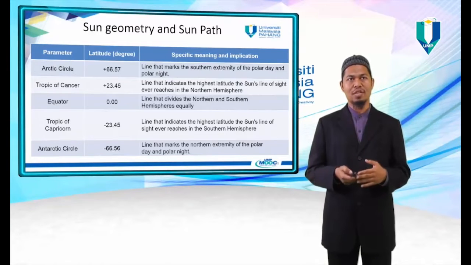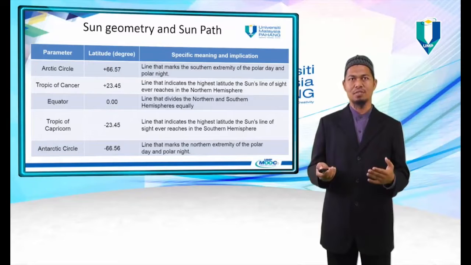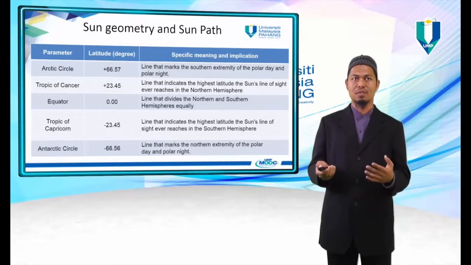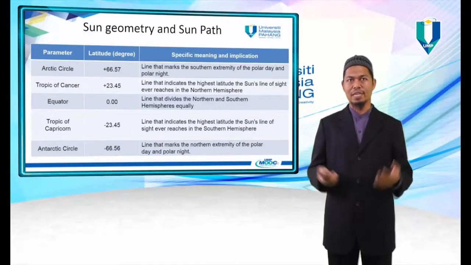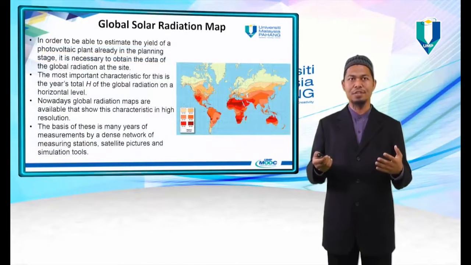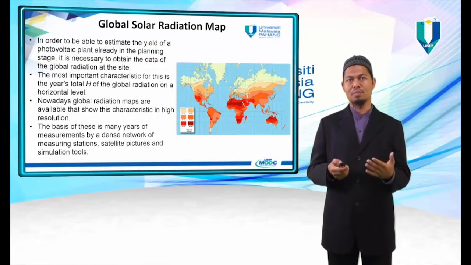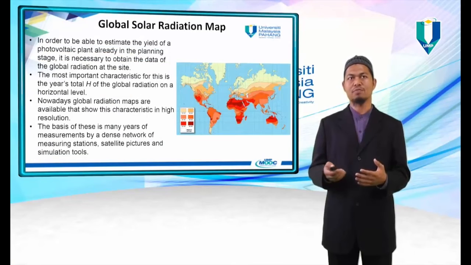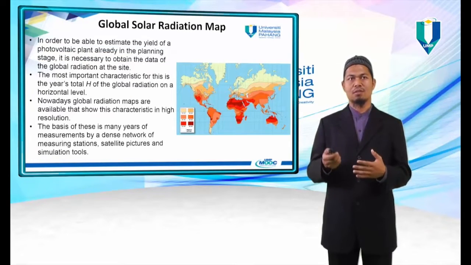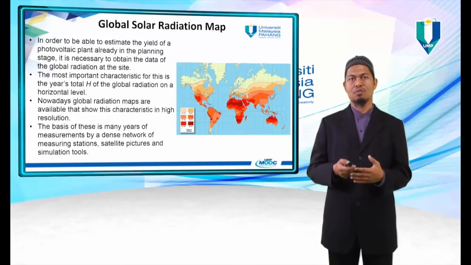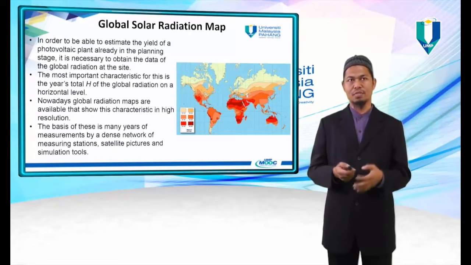In order to estimate the yield of a photovoltaic plant already in the planning stage, it is necessary to obtain the data of the global radiation at the site. Because if you plan to install a PV system at a certain site, the first thing to do is to study how much solar radiation we can get from that site.